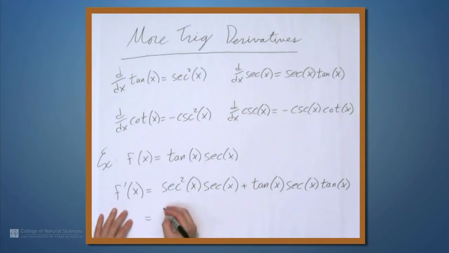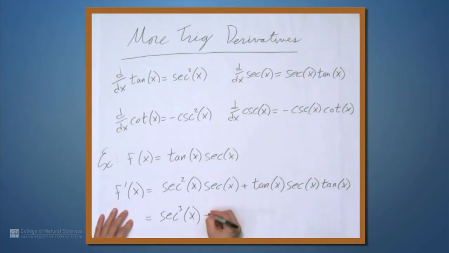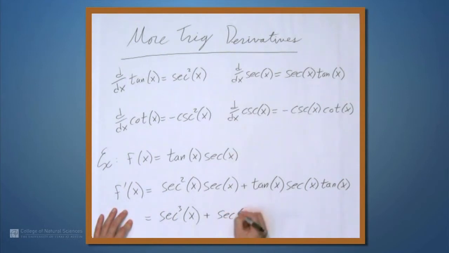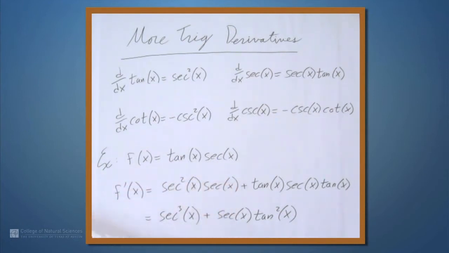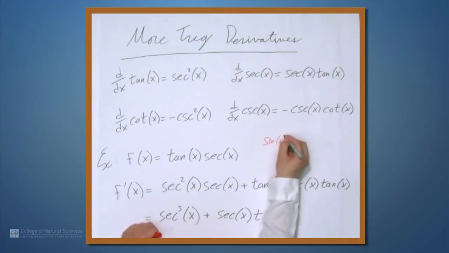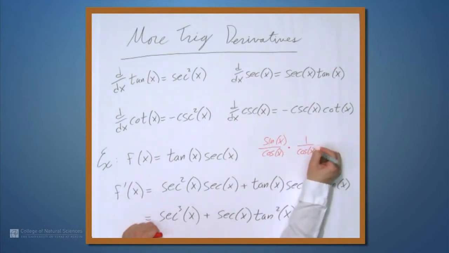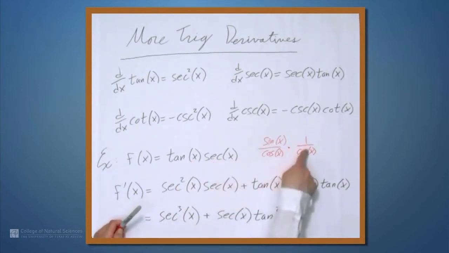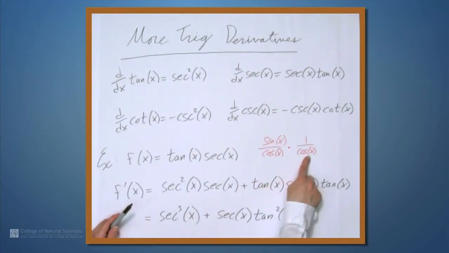And we can simplify this a little bit. We have secant squared times secant. So this is secant cubed x, and then tangent times secant tangent, so plus secant x times tangent squared x. Now note that you could also have written tangent x times secant x as sine x over cosine x times 1 over cosine x, right? Because tangent x is sine over cosine, secant is 1 over cosine, and you end up taking the derivative of sine x over cosine squared. And you'd get the same answer. It might look different from this, but it's going to be the same.